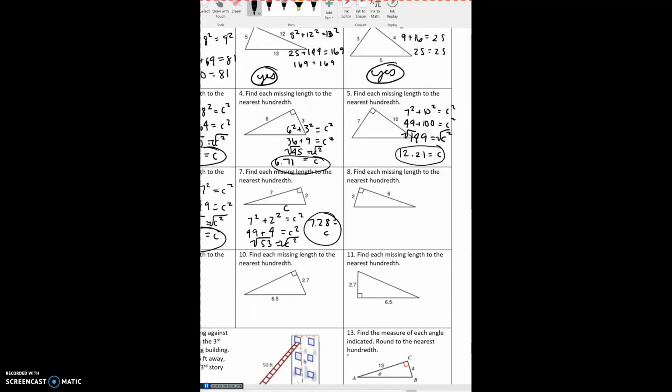Number 8. Again, the hypotenuse is our missing piece. And c equals 6.32.